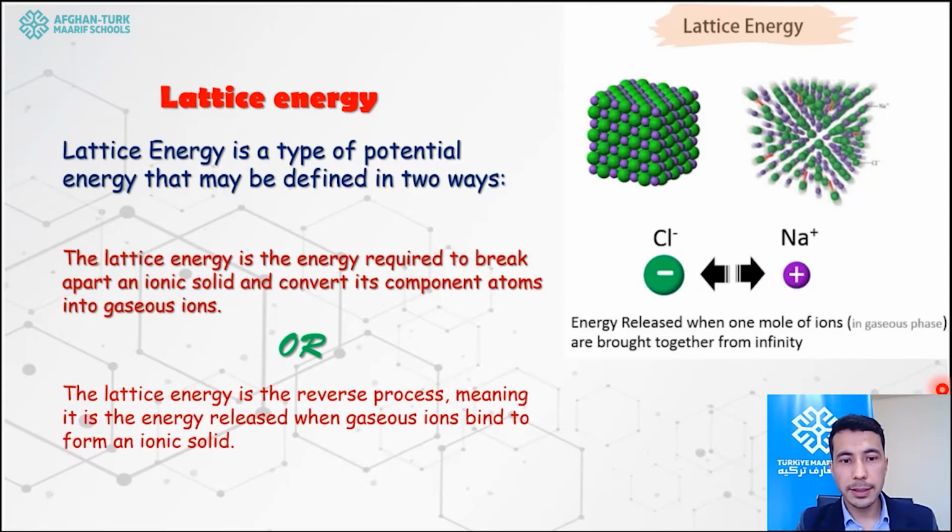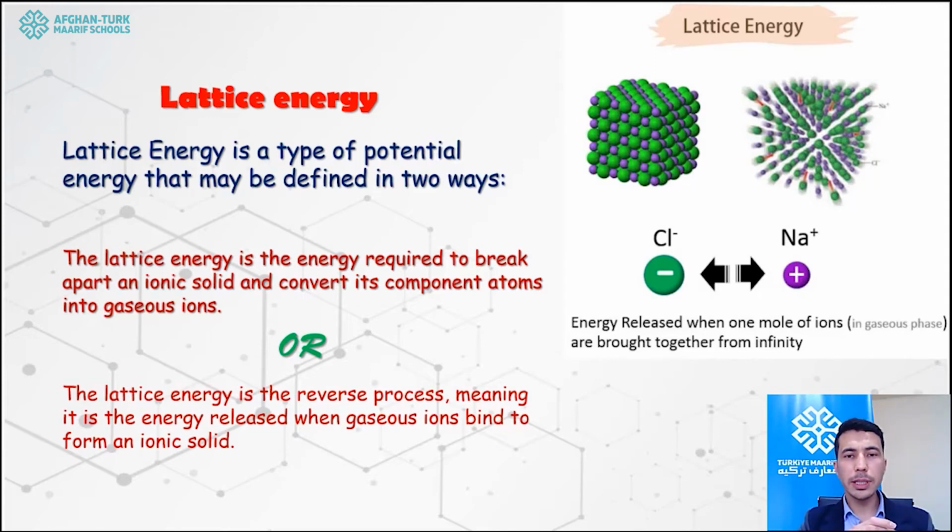And what's the next lattice energy? The lattice energy is the reverse process, meaning it's the energy released when gaseous ions bind to form an ionic solid. Now what happens? When sodium and chlorine in the form of atoms react with each other, they emit energy. They will lose energy. In this case, it will be an exothermic reaction, and the value of the lattice energy will be in negative form. When the value of energy is negative, it will be an exothermic reaction. When it is in positive form, it will be an endothermic reaction.